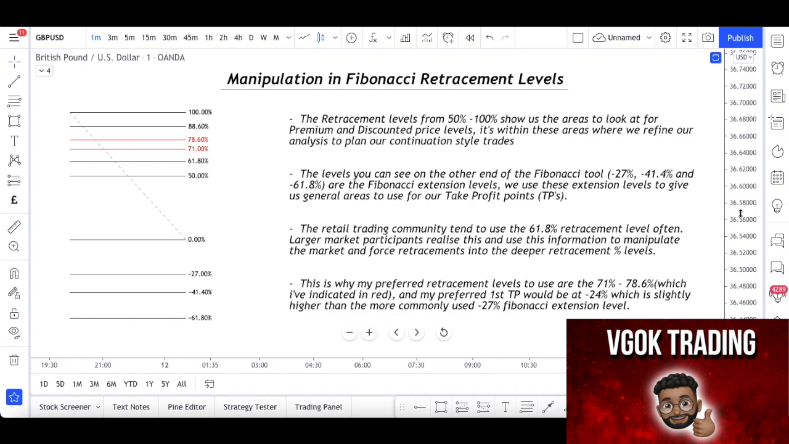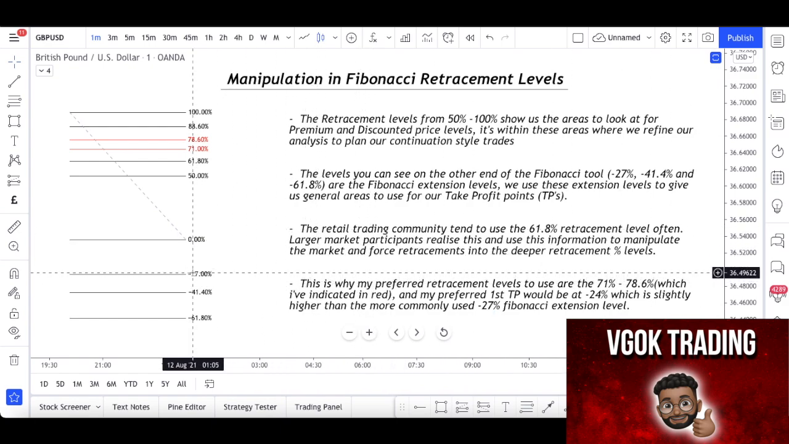And of course, on the other end of things, my first preferred TP point, if my TPs are based on the fib extensions, is going to be minus 24%, which isn't actually on there. But realize where minus 24% would be on there: it's going to be slightly higher than the more commonly used negative 27% Fibonacci extension level.